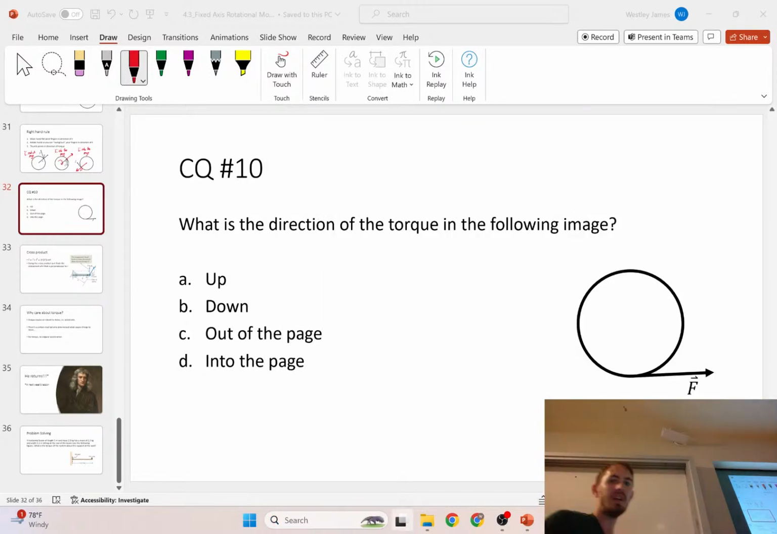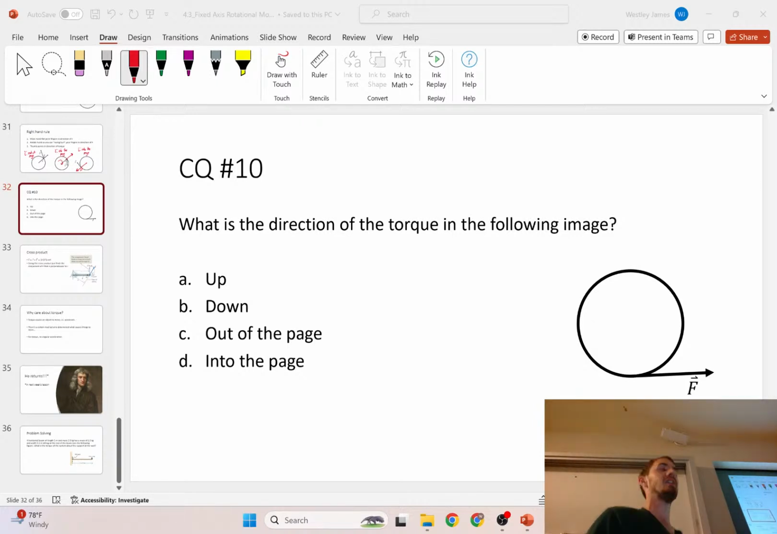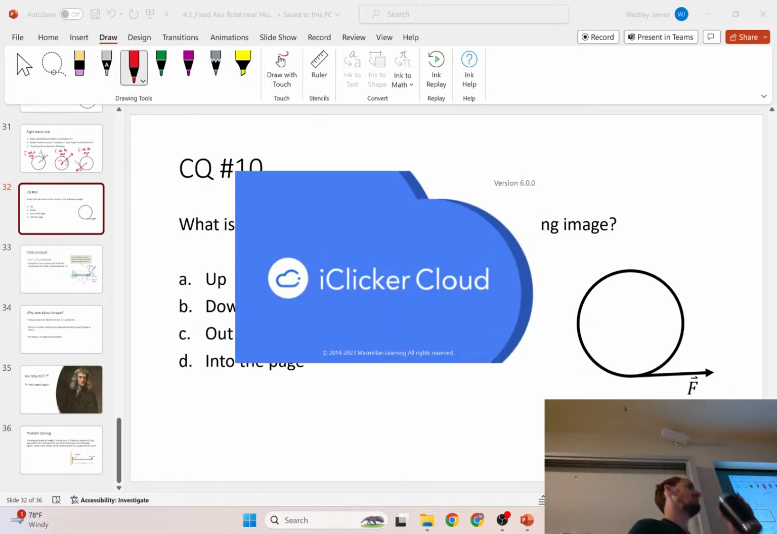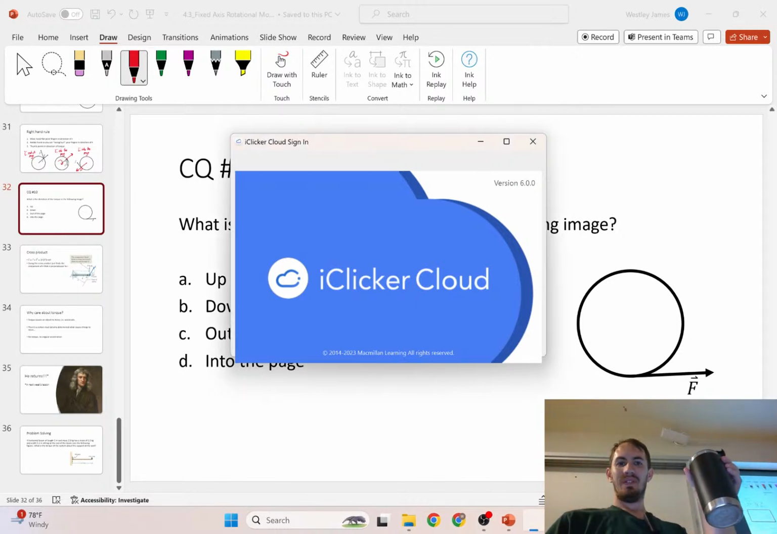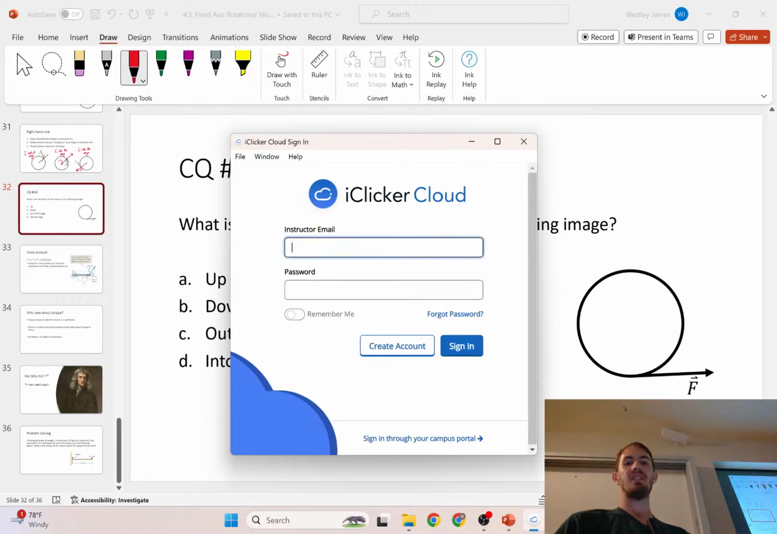All right, what is the direction of torque in the following image? Feel free to start thinking about it while iClicker does its best to get back on its feet. You kind of got a 50-50 shot with these, to be honest. So that's nice. There's not many things in life that you got a 50-50 shot on. Most times your odds are worse, when it comes to random chance, at least.